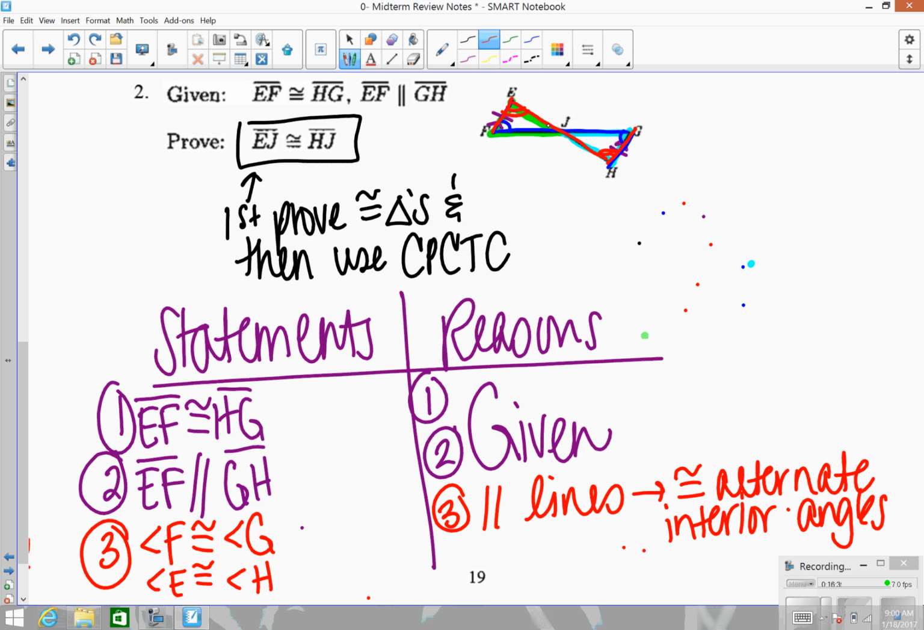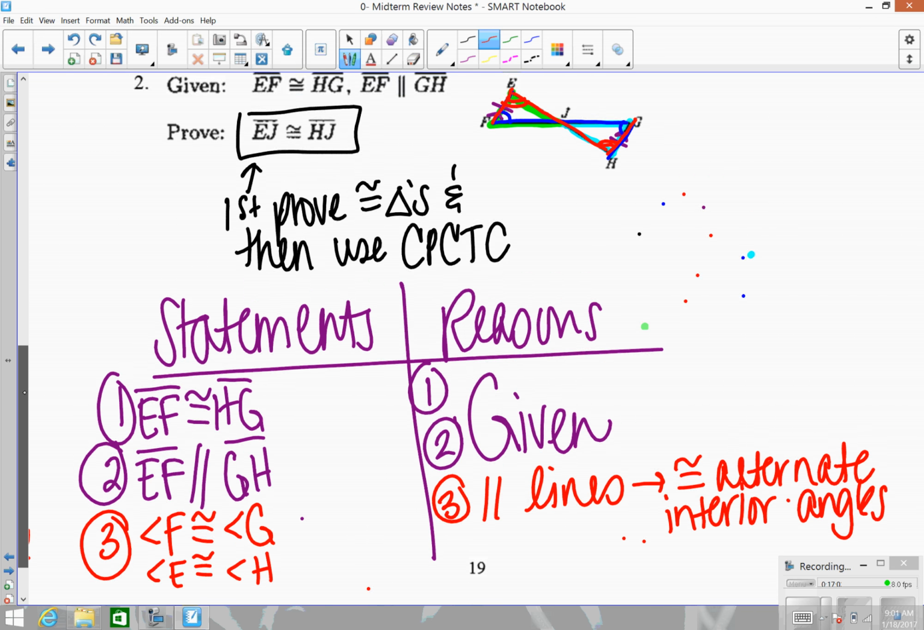You might be thinking too, could we use vertical angles here? We can. So right here we have vertical angles. I'm just not even going to mention them though because I already have enough information. So you could have done vertical angles and then one pair of these alternate interior angles, so either E and H or F and G, and then you would have had angle, angle, side. But I'm just going to use, this is the shorter way, so that's why I chose that way.